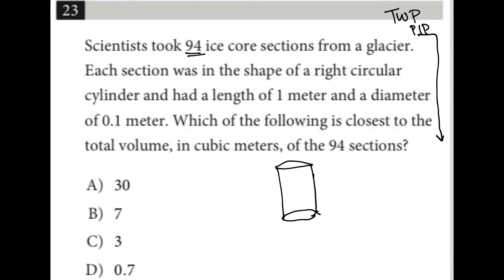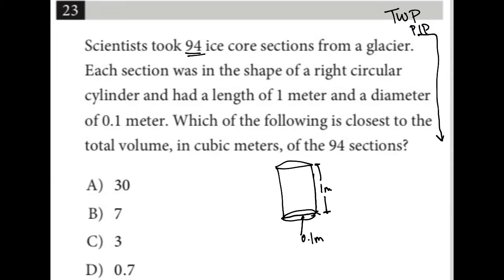And what do we know about this right circular cylinder? It had a length of 1 meter, right? So that must be this here, otherwise known as the height, but in this case is going to be our length, and a diameter of 0.1 meter, right? So the diameter is the length all the way across the circular base there, and that is 0.1 meters.